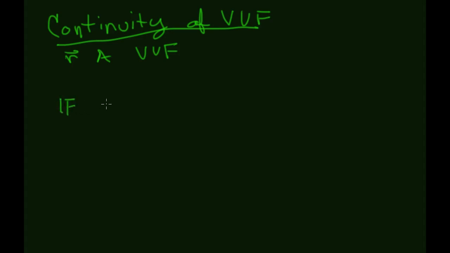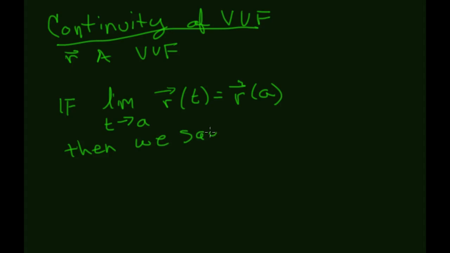So if the limit as t approaches a of the vector valued function R of t is equal to that function at a, then we say R is continuous at t equals a. Okay, so pretty simple idea. And if it's continuous at all t's, then we say that it's a continuous vector valued function, so forth and so on. There's no great mysteries here. So continuity is basically the same thing.